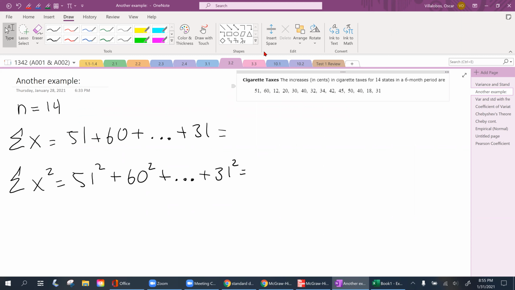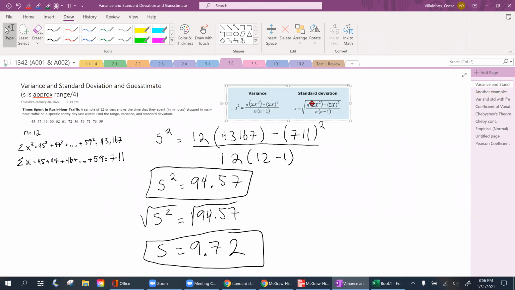Let's see what that gives us. Let's plug this into our calculator. The values I got are 505 for my sum of x, and for my sum of x values squared, I got 20,599. Now let's bring that formula over. I'm going to use that as a reference. And yes, here we are.